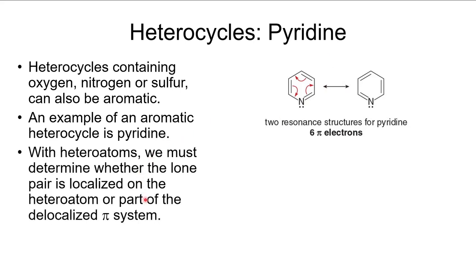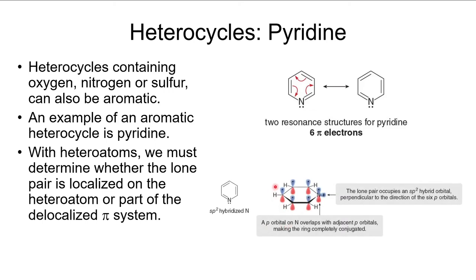Now, when we have an aromatic system like pyridine, we need to look at each individual atom. The carbons are no big deal. Each carbon has a p orbital, and that p orbital is going to donate 1 electron. However, we need to look at heteroatoms. Here we have a lone pair of electrons, and we also have a p orbital. We need to determine, is the lone pair in the p orbital, or is the lone pair in a hybrid orbital, an sp2 orbital? In this case, it's in an sp2 hybridized orbital. The p orbital has a single electron, which gives us the total of 6 pi electrons.